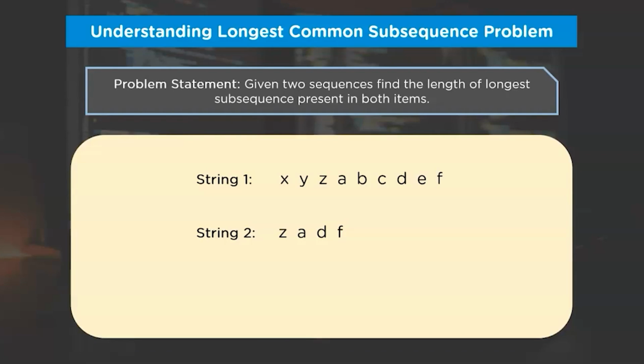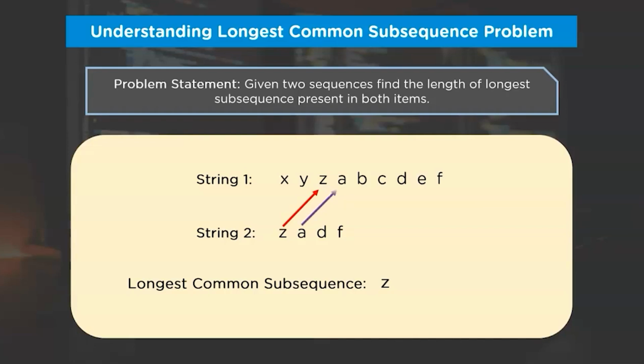Now we will match this character to the character present in string 1, and the first character is X. So we'll map it with X, but Z and X do not match. Hence, we'll move towards the next character. Next character is Y, and Z and Y also do not match. Hence, we'll move to the third character, that is Z. Here, we have found the match. So we'll include Z into our longest common subsequence.